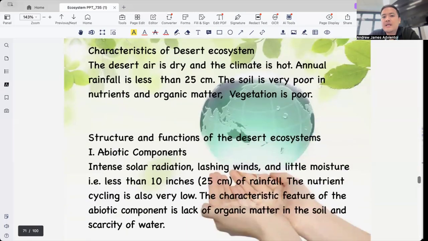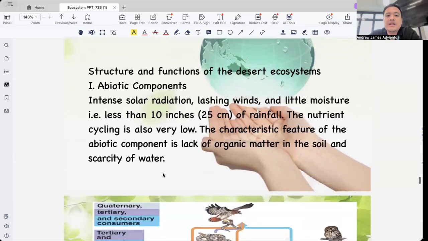For the characteristics of this kind of ecosystem, what makes them unique? First, it has low rainfall. Second, extreme temperature variations, so hot days and then cold nights. Sandy or rocky soils with poor nutrients, and then sparse vegetation and low biodiversity. These factors create one of the most challenging habitats on Earth, but also one of the most efficient in resource use.